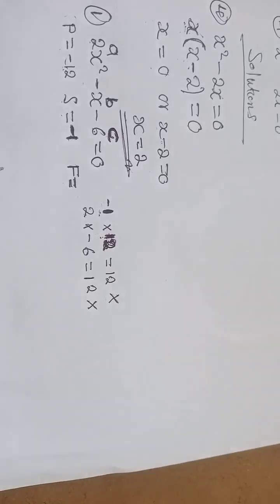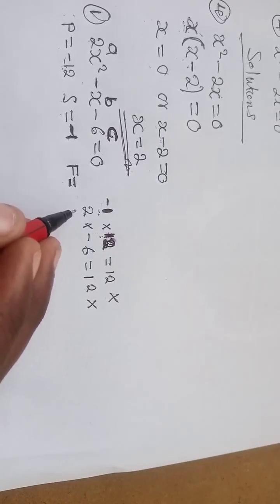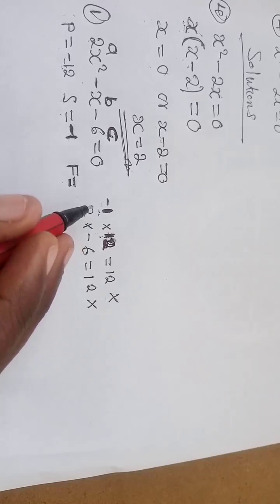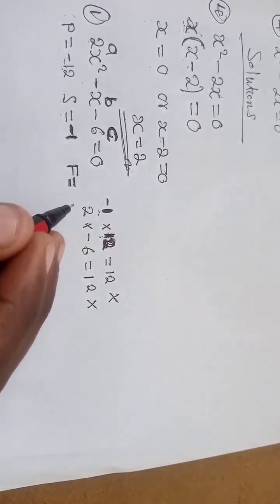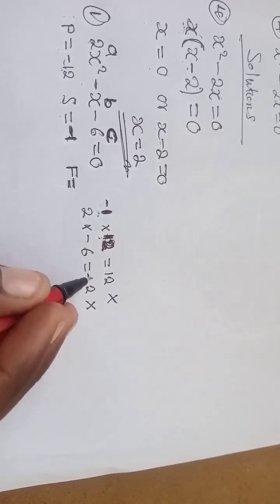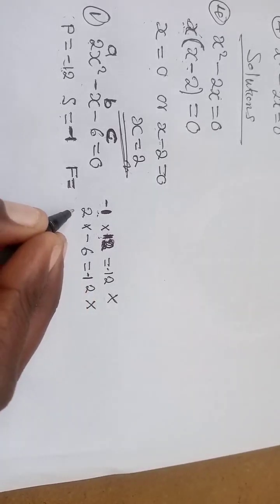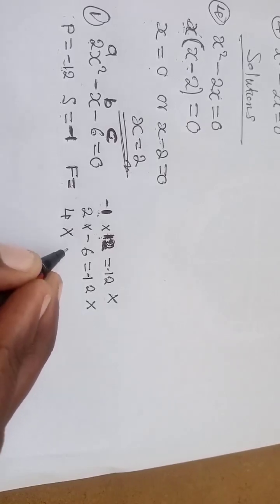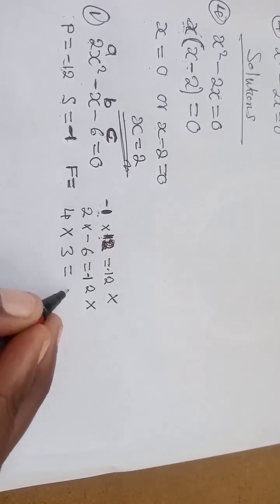What are those numbers? So try to rethink again. The two numbers that when you multiply them should give you -12, and when you add them, they should give you -1. So the factors of 12, let's try. There is also 4 times 3. 4 times 3 is going to give you 12.